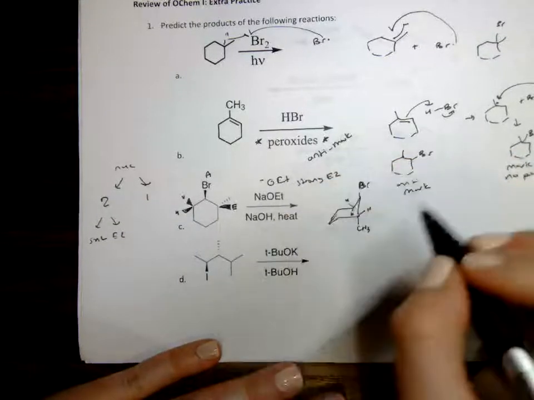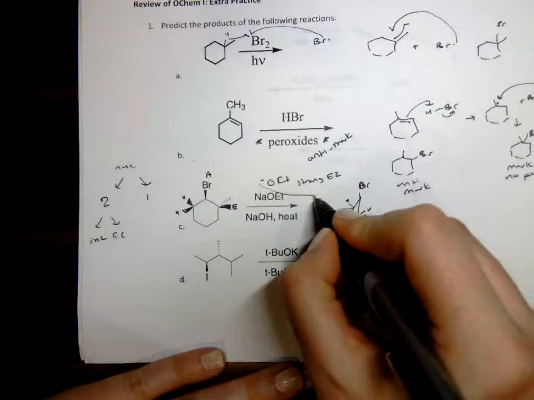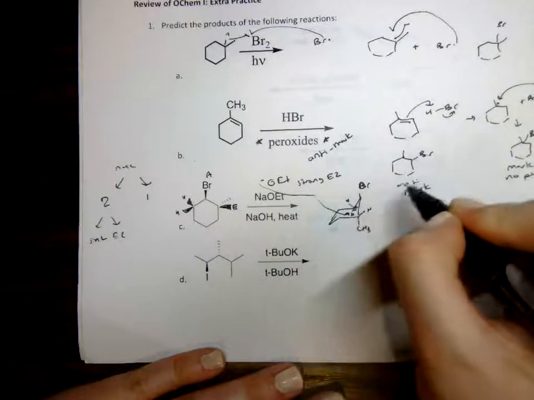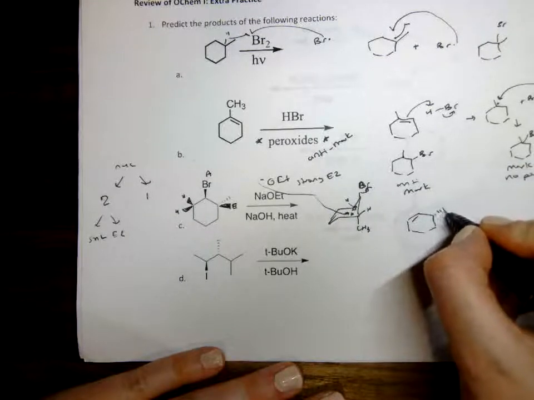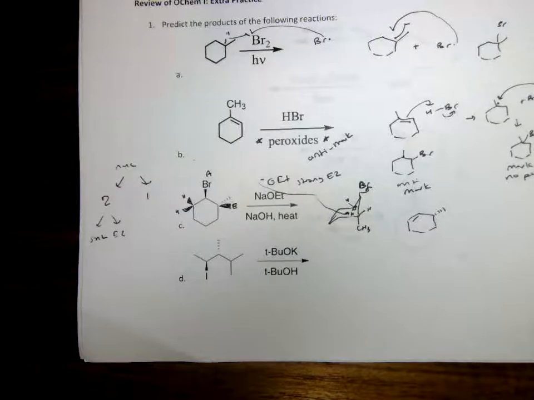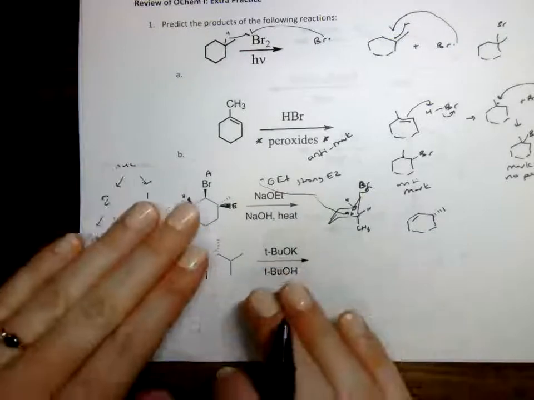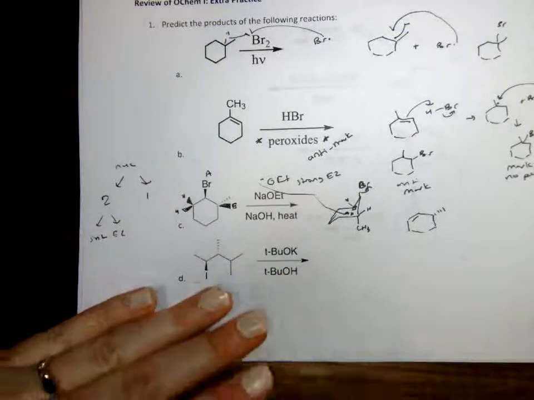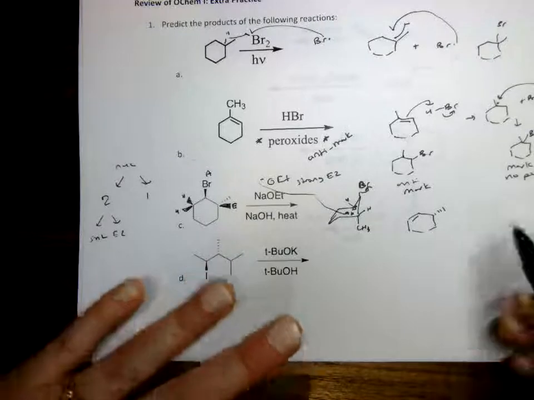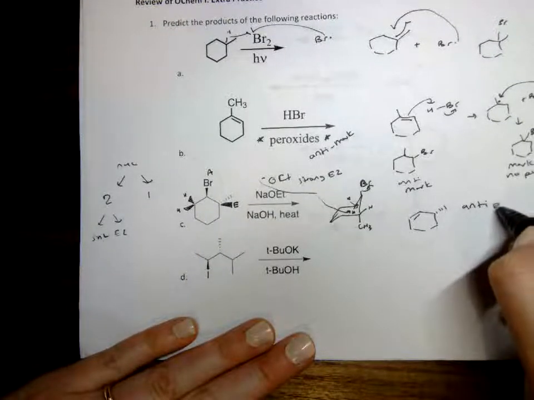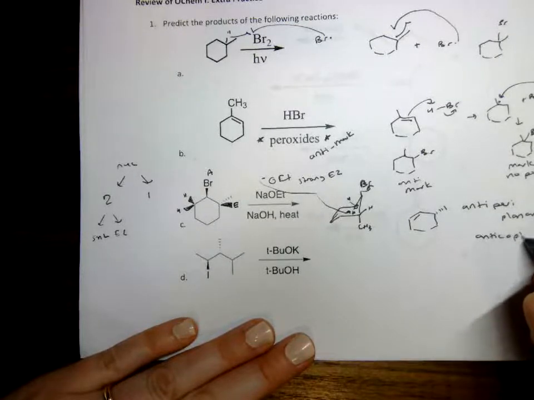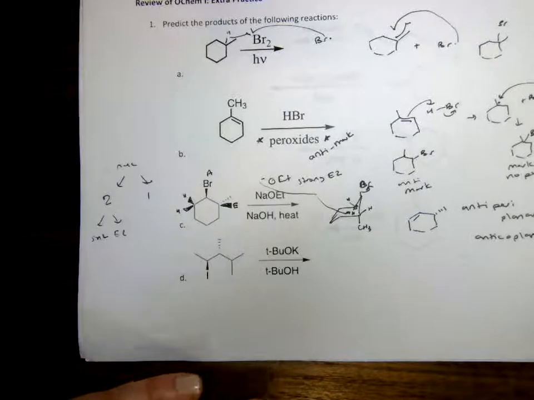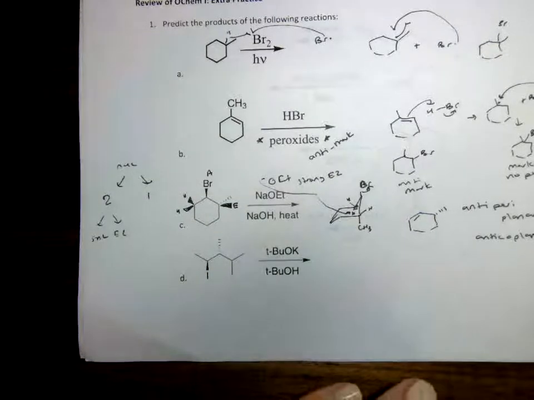So in this case, your OEt minus is going to come in and steal that axial hydrogen. The electrons will fill in and make a double bond, and the bromine will leave. And you'll end up getting something like this. That was kind of a lot, I know, but if you go back and review chapter 7 to figure out why it needs to be anti-periplanar or anti-coplanar in an E2, it just has to do with the backside attack and the way the nucleophile takes it.